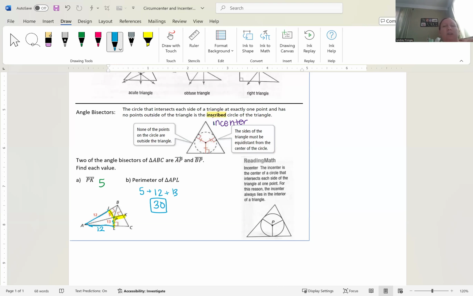Okay, so we are going to now practice these. Once again, just take it slow, fill in whatever information you have, and use those features to help you figure out the missing pieces.